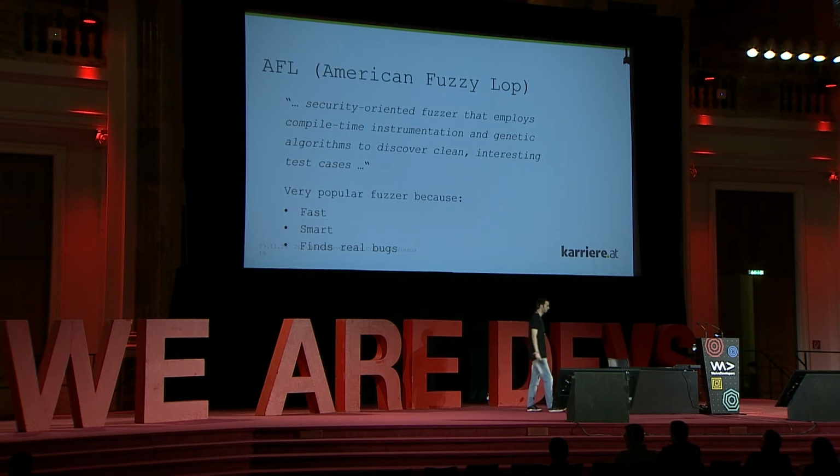Genetic algorithms means that this fuzzer uses an evolutionary approach for fuzzing. So if we, for example, crash the JSON parser with a special character like, I don't know, a white space, then American Fuzzy Lop will use this white space more often in order to produce more crashes.